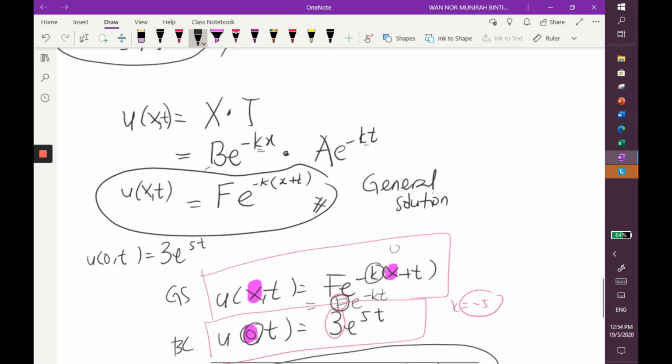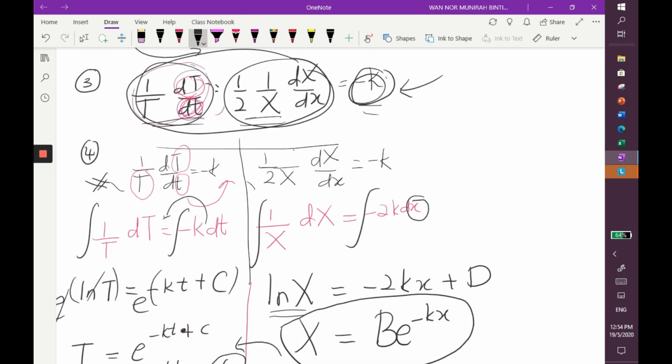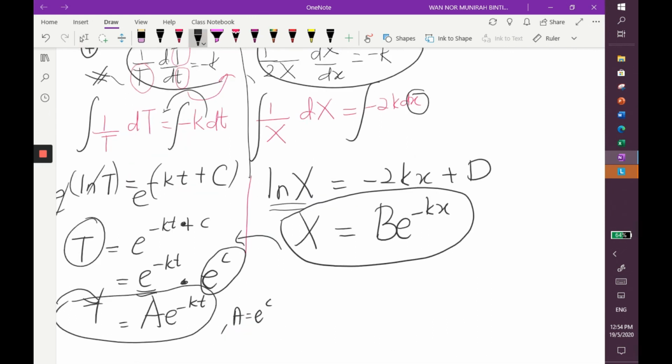After you differentiate, substitute into your question here, and then try to separate the variables. Step 3 is to separate the variables and equate to negative k. After that, split this equation into two, where your left hand side equals negative k and your right hand side equals negative k. Then integrate both sides of the equation until you get what is your x and what is your t. Then plug into the product solution, u equals x dot t. So that is your general solution.